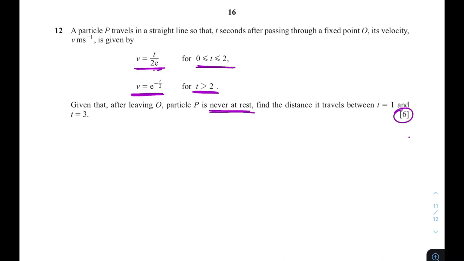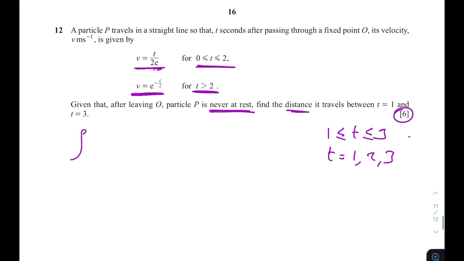Find the distance between t equals 1 and 3. So that means they are talking about this distance. That means the distance is from t equals 1 to 2 to 3, right? If you look at the velocities they gave you, there's no velocity that captures from 1 all the way to 3, but rather it's in bits. The first part captures from 1 to 2, so you can work with that part.